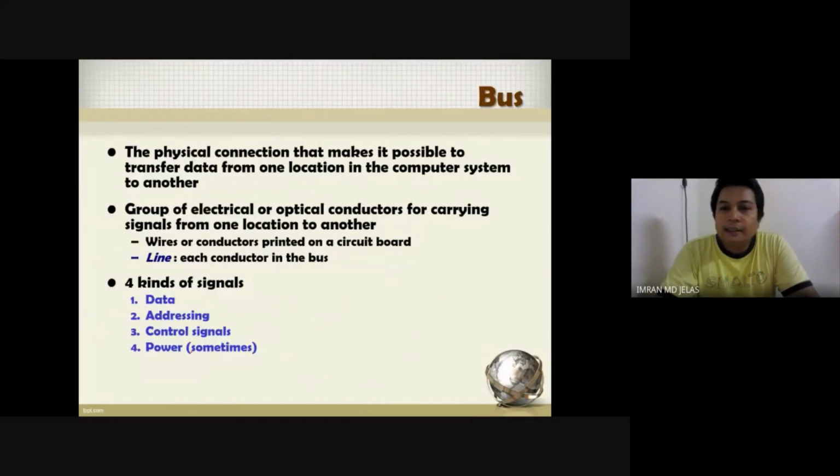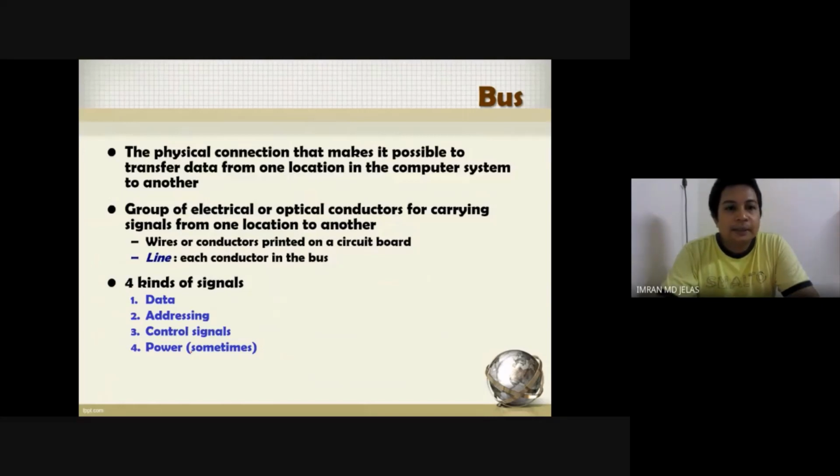So the next discussion is about the bus. Previously we discussed why we call it a bus, because it carries three kinds of signals: the data bus, the address bus, and also the control bus. Aside from that, there's another line we call power, but it may or may not be in the bus itself.